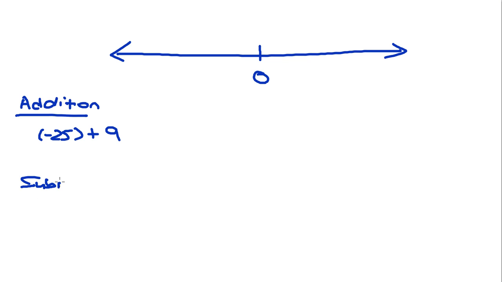So let's look at subtraction now. For subtraction, it's a little bit more tricky. If you subtract a positive number, you actually move leftwards on the number line. If you subtract a negative number, instead of moving left, you actually move right on the number line this time around. So let's do an example.